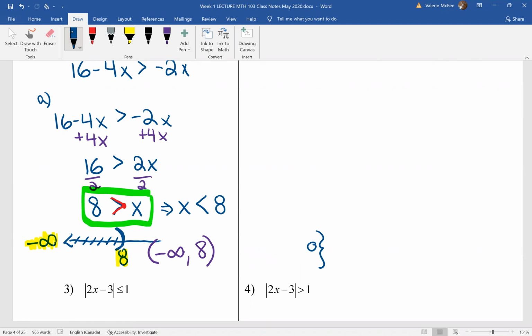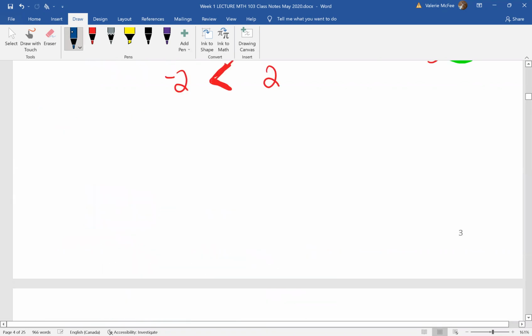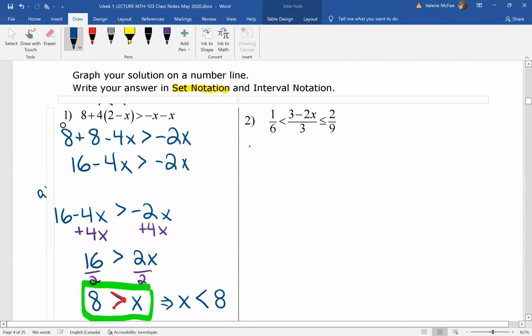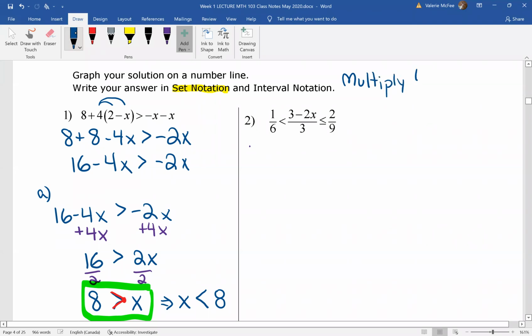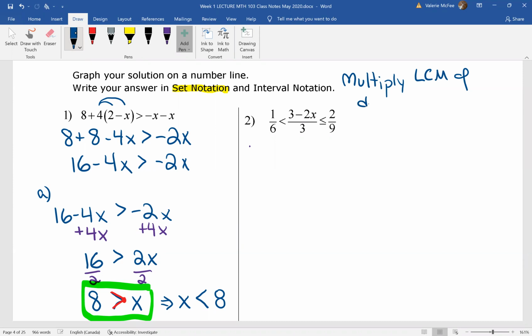All right, let's look at question 2. This question has x in the middle of 2 fractions. I would say the first thing we want to do here is get rid of the fractions. So we're going to multiply all parts of the equation by the lowest common multiple of the denominator. What is the lowest common multiple of 6, 3, and 9? I hope you know this. It's 18.